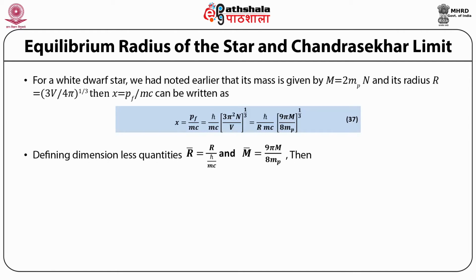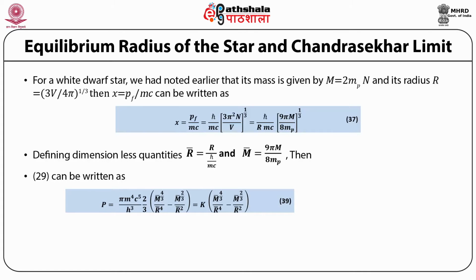Defining dimensionless quantities, R̄ is equal to R/(ħ/mc), and M̄ is equal to 9πM/8m_p, then x is equal to M̄^(1/3) divided by R̄. Equation 29 can be written as P is equal to π m⁴ c⁵ / h³ multiplied by 2/3 multiplied by (M̄^(4/3)/R̄⁴ minus M̄^(2/3)/R̄²), which is equal to k times (M̄^(4/3)/R̄⁴ minus M̄^(2/3)/R̄²), where k is equal to π m⁴ c⁵ / h³ multiplied by 2/3.